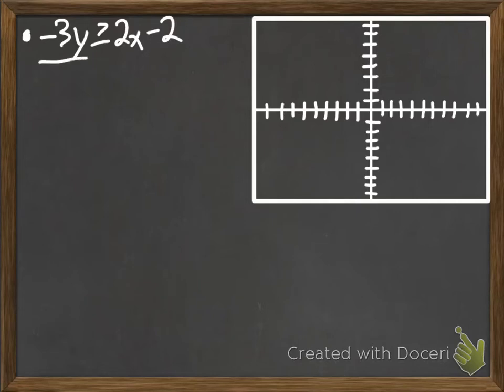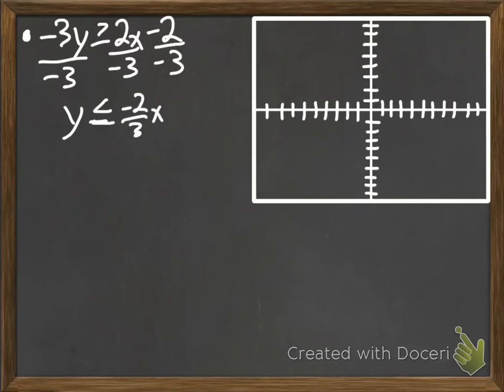So we need to divide by negative 3. And when we divide by negative 3, we have to divide everything by negative 3. So we get y, but we divided by a negative, so our inequality flips. Make sure you flip that inequality. Negative 2 over 3x. Two negatives make a positive, so that's plus 2 over 3.